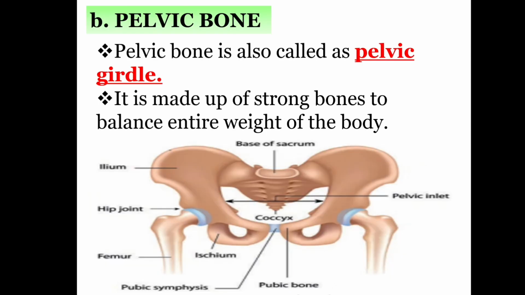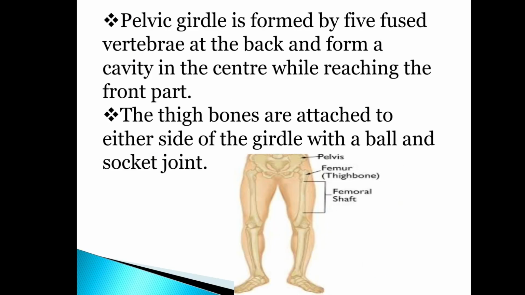Pelvic bone. The pelvic bone is also called the pelvic girdle. It is made up of strong bones to balance the entire weight of the body. The pelvic girdle is formed by 5 fused vertebrae at the back and forms the cavity in the center while reaching the front part. The thigh bones are attached to either side of the girdle with a ball and socket joint.